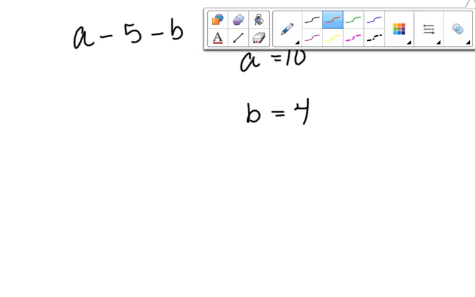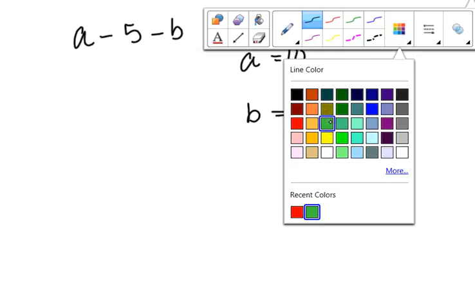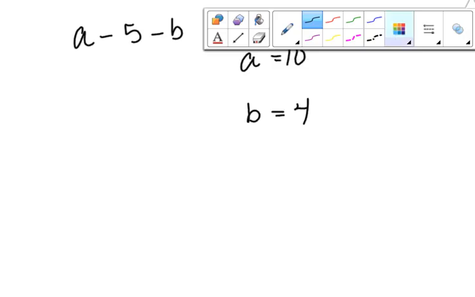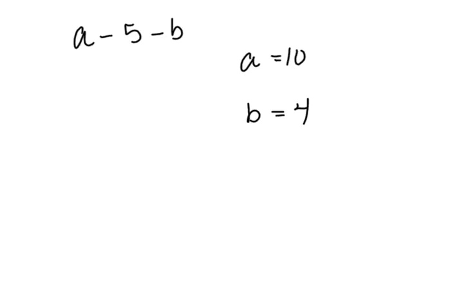Okay, I have a minus 5 minus b, and I'm going to tell you that a is equal to 10, and b is equal to 4. Now, one of the things I want you to do every time is put parentheses around our variables. So you're going to put a set of parentheses around a, and a set of parentheses around b. Now I want you to notice I did not put that negative sign, the subtraction sign, inside with the b.